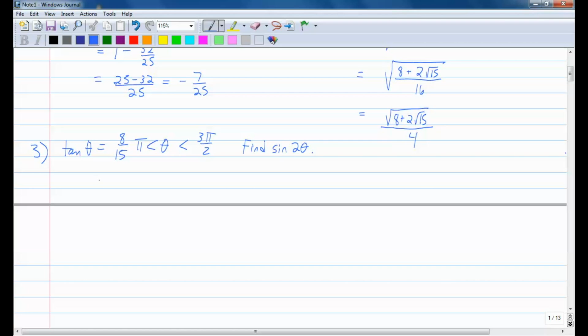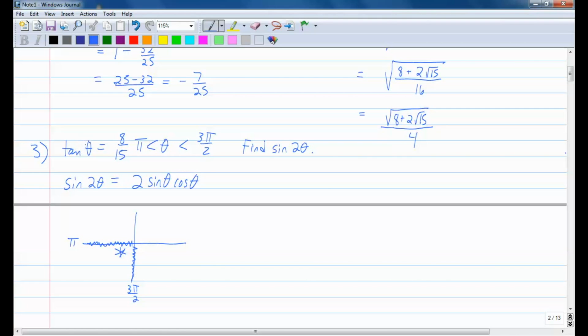So we only have one formula for the sine of 2 theta, and that is 2 sine theta times cosine theta. Now we were given tangent, and we were told that theta is greater than pi, less than 3 pi over 2. Here's pi, here's 3 pi over 2, so theta is in this quadrant here. Since theta is in this quadrant, keep in mind that if we have x or y, the x has to be negative and the y has to be negative.